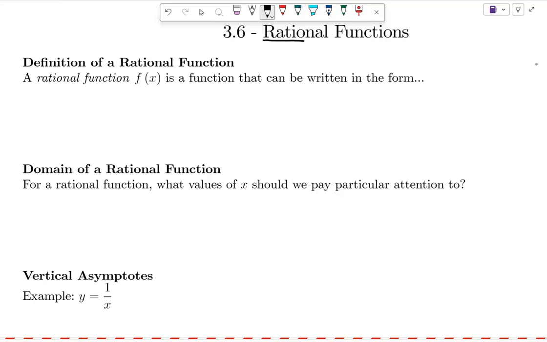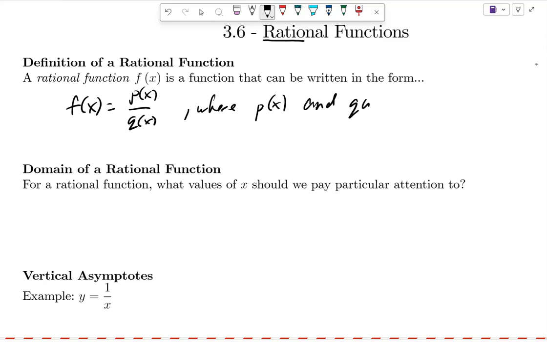So that's exactly what we're going to do here for rational functions. It's going to be a fraction, okay? But what we mean by the fraction here is going to have not just numbers, but we're going to use polynomials for our top and bottom. So a rational function is one that can be written in the form p of x over q of x, where p of x and q of x are polynomials.